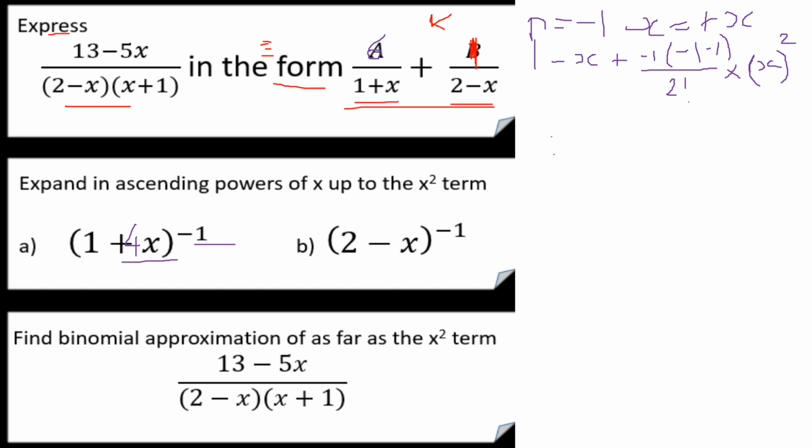Okay, so I'm going to have 1 subtract x. Here I'm going to have -1 times -2, which will be positive 2. 2 factorial is just equal to 2. So 2 divided by 2 is just going to be 1 times x squared here. So it's going to be plus x squared. Sorry, x squared, just to make it clear. Sorry, guys, about this.